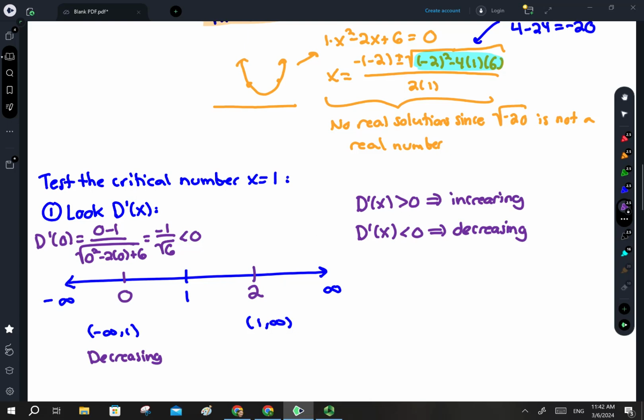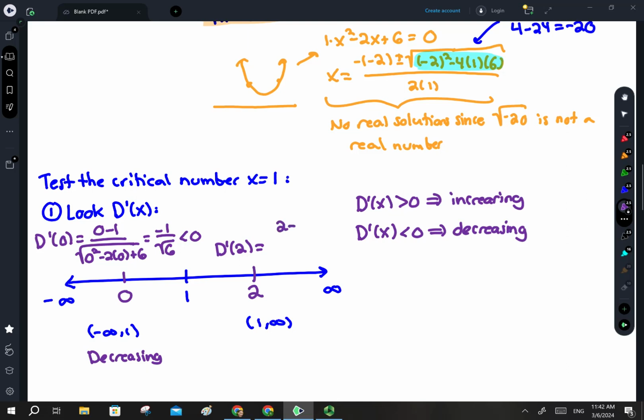That's a good sign, because if it's going down as we approach x equals 1, then it quite possibly has a minimum at x equals 1. But it's not enough to check just one side, because some functions will decrease and then flatten out at the critical number and then continue to decrease afterwards. So you really do have to check both sides.